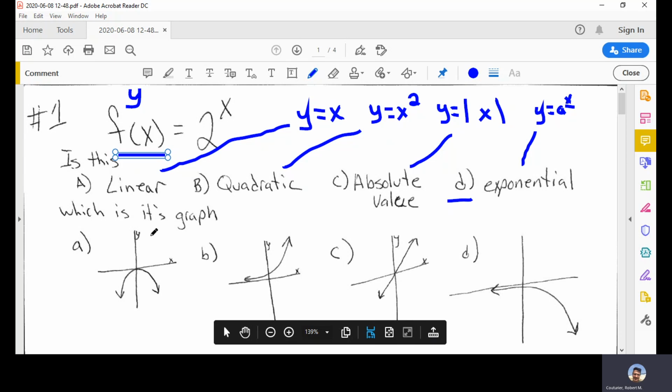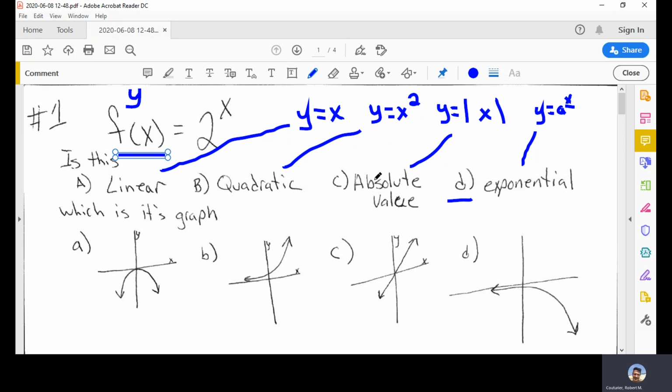Next, which is its graph. Well, guys, if you know this, you need to make sure you know what they look like. 4 particular functions. This one is linear. It's a line. This is a U-shaped graph. This is a V. And this is a curve that starts off very, very slow and gets very fast quick. Just like the coronavirus. It's only been on TV for months now, this particular graph.